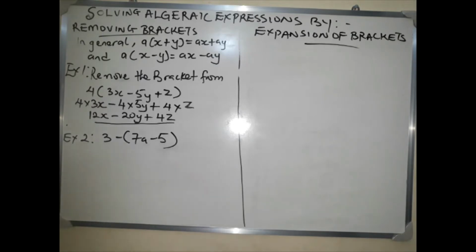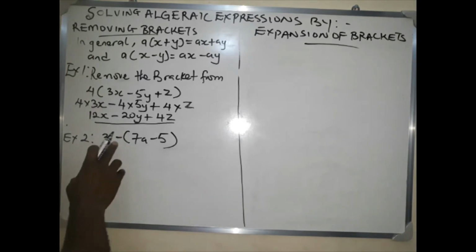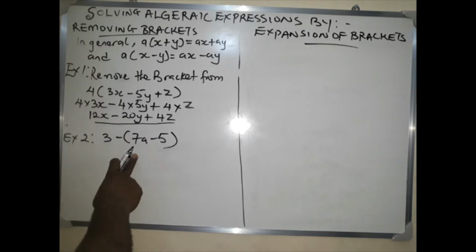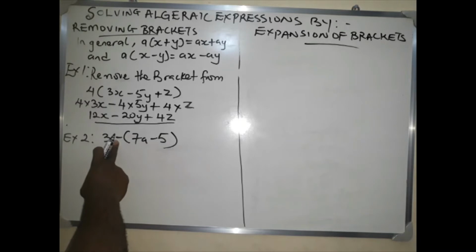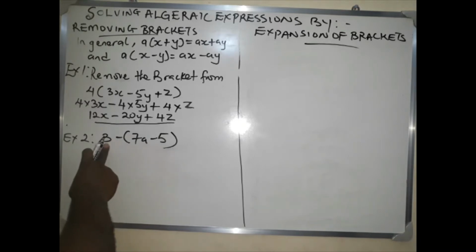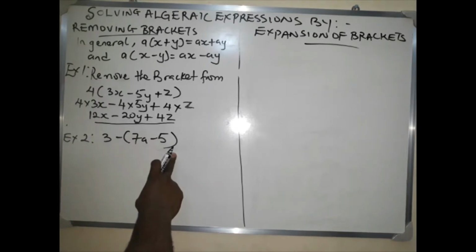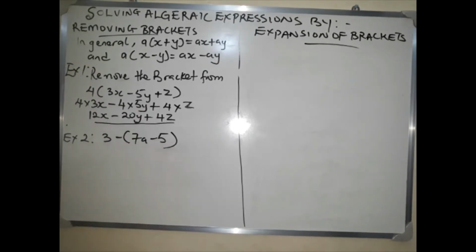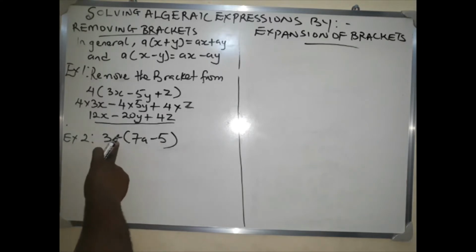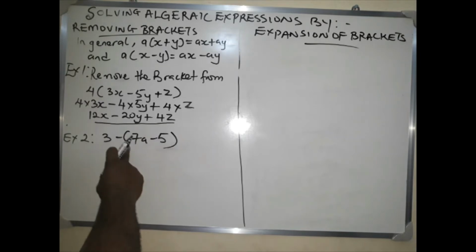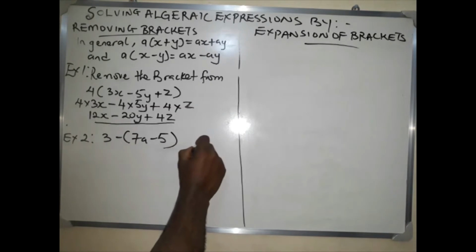Let's go to the second example, which says 3 minus bracket 7a minus 5. Now you can see here that the 3 is not beside the bracket. What is beside the bracket is minus. The 3 is in front of the minus, so this 3 will not multiply this bracket. Now, a very important point for us to note is that there's a sign before this bracket.